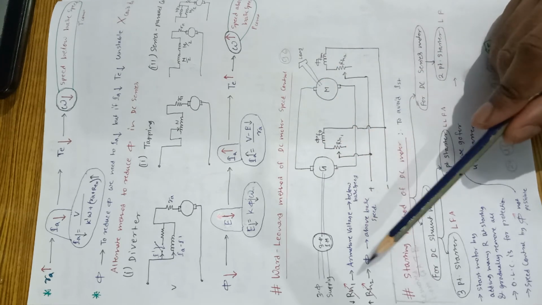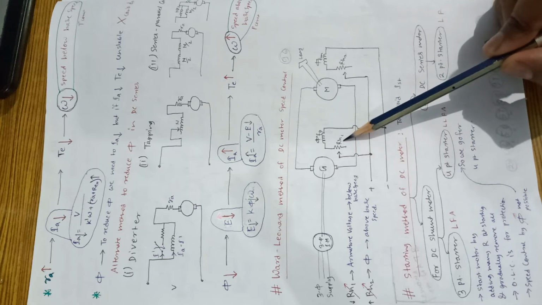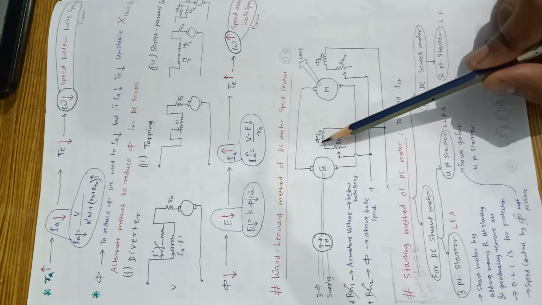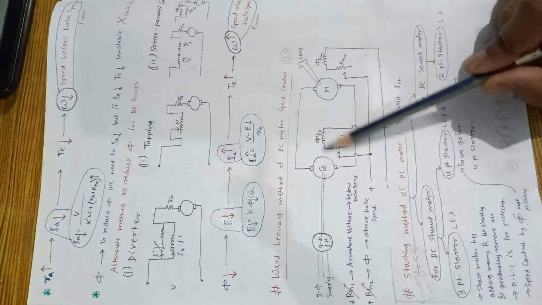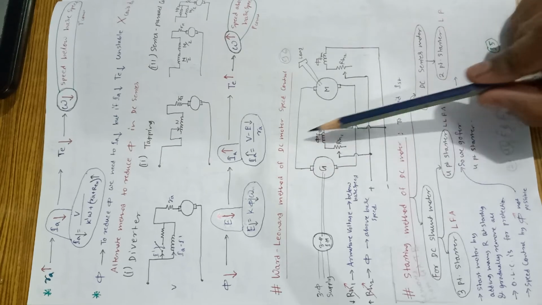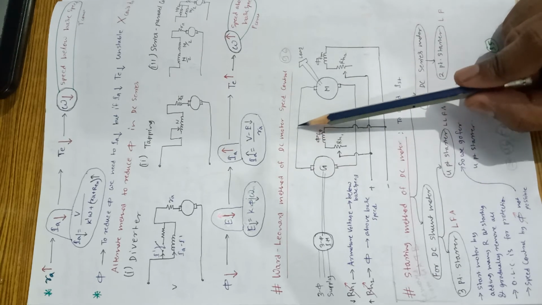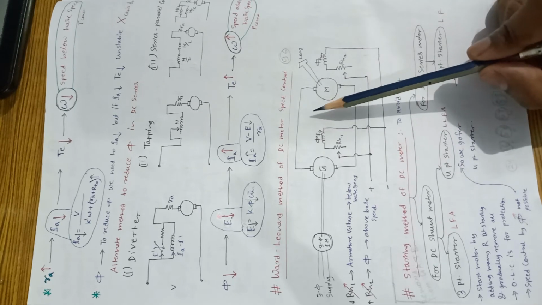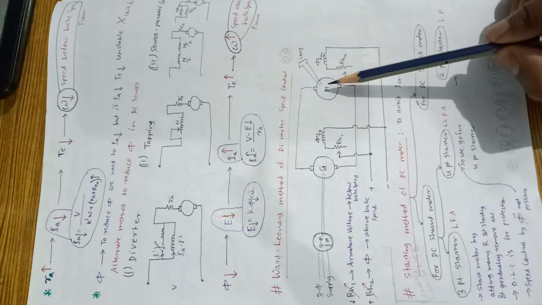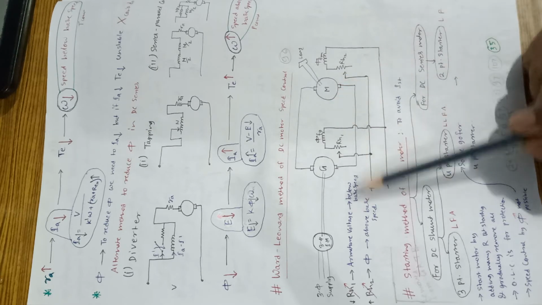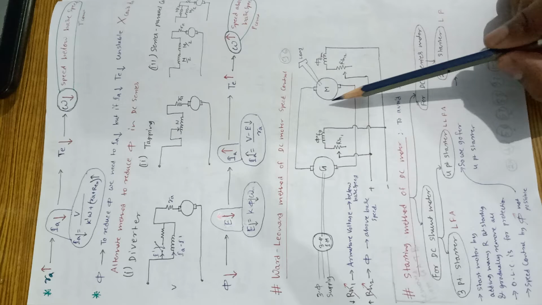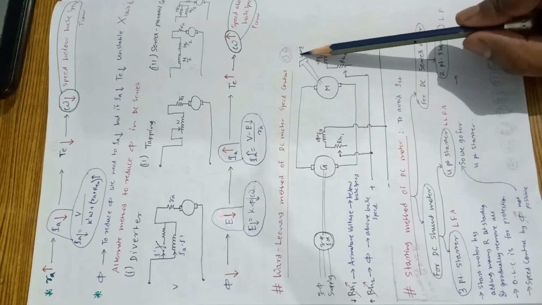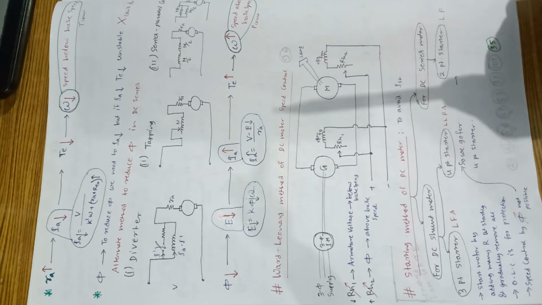When we decrease resistance 1, what will happen? The field of this generator will decrease. If the field of the generator decreases, then its output induced EMF will reduce. If induced EMF reduces, then the terminal voltage of the motor is reducing. That is armature voltage control. If the terminal voltage of the motor reduces, then obviously the speed will be below base speed. See, we got speed below base speed.